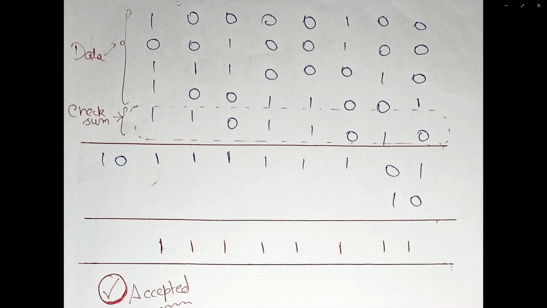However, suppose one got corrupted to 0 and another bit of the same column of opposite value got corrupted into 1. Now this became 1, this became 0. The result will still remain the same and the error will not be detected. So this is a drawback of checksum.